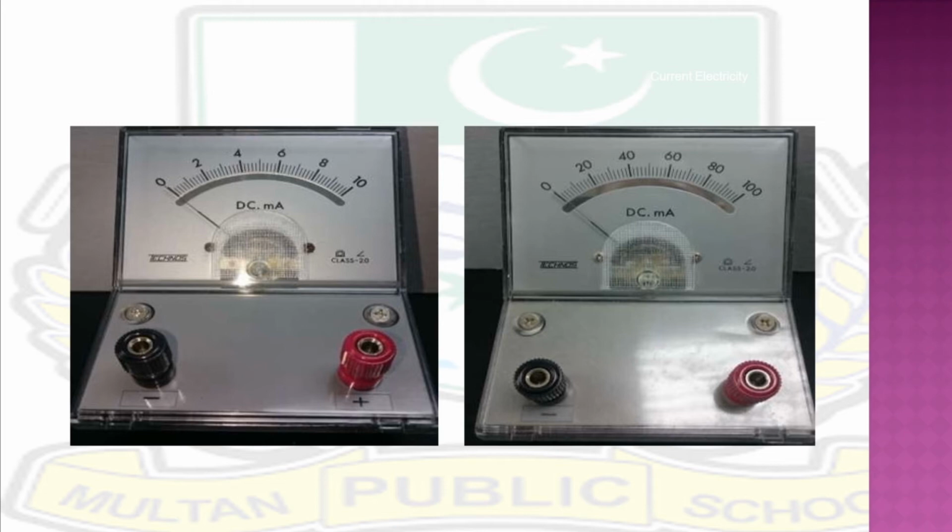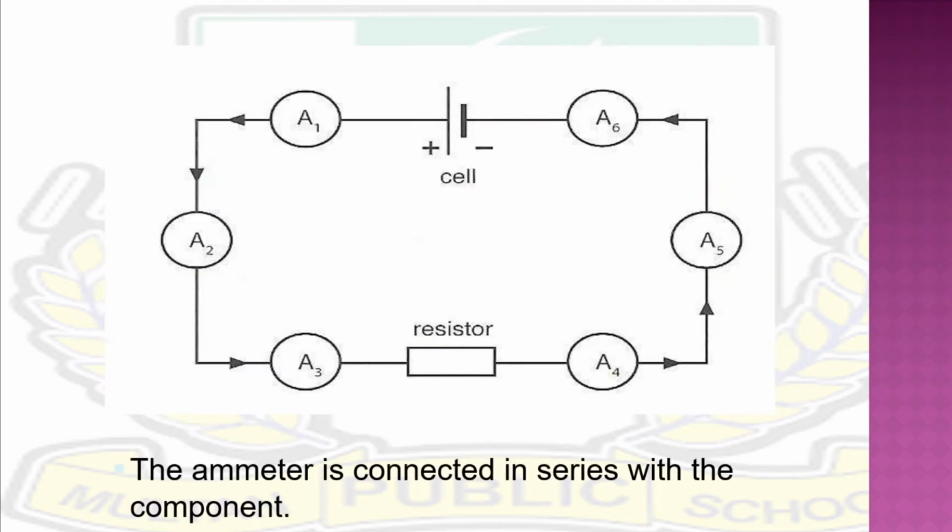Instruments used to measure smaller currents in the milliampere or microampere ranges are designated as milliammeters or microammeters. And you should know that the ammeter is connected in series with the different components, as you can see here in this diagram.